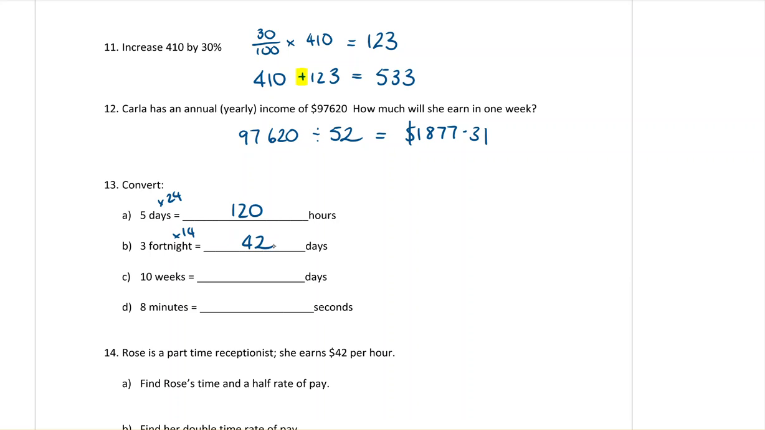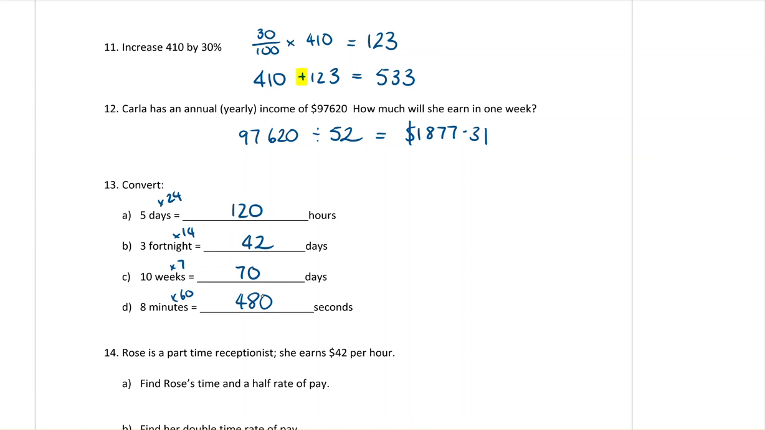C, we want weeks to days. So how many days are in a week? So I'm going to times by 7. 10 times 7 is 70 days. And 8 minutes to seconds. How many seconds are in a minute? So I'm going to times by 60, which is 480 seconds.